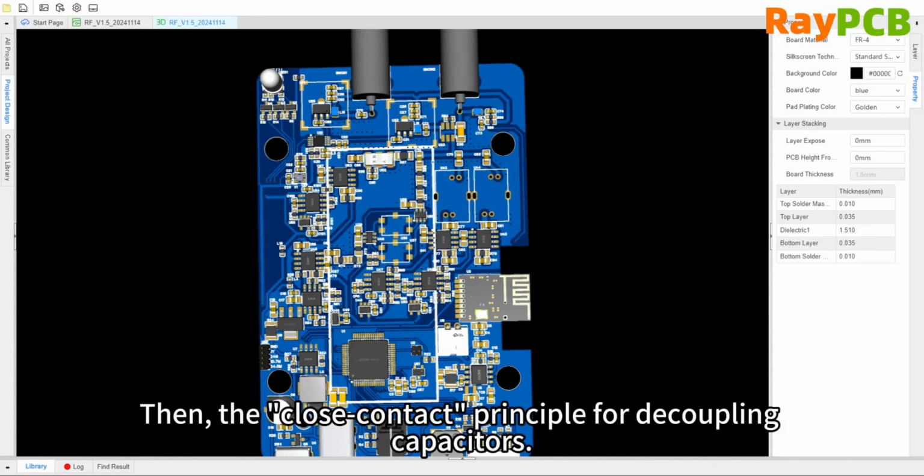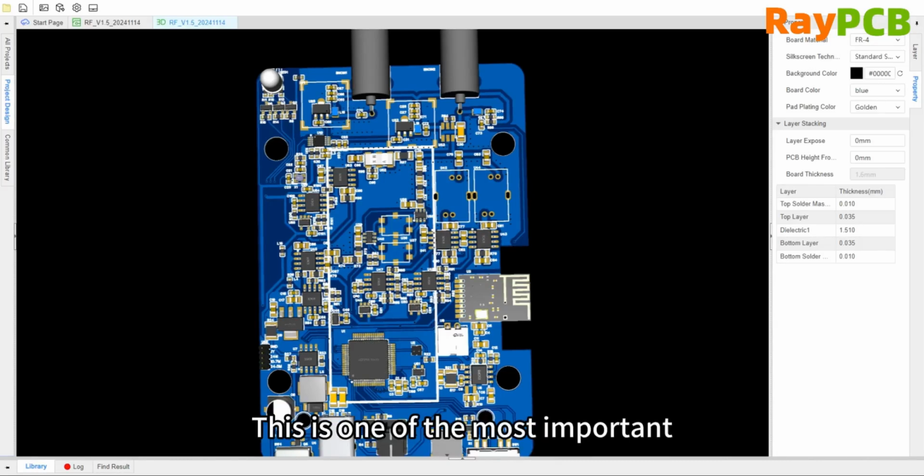Next, the proximity of the decoupling capacitors. This is one of the most important and strictly enforced rules in layout design. The decoupling capacitors for each IC must be placed as close as possible, with no gaps to the IC's power and ground pins. This is quite obvious.